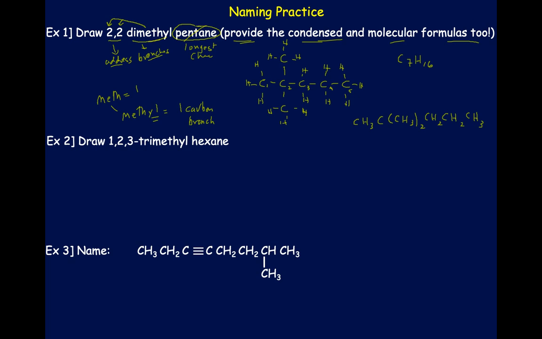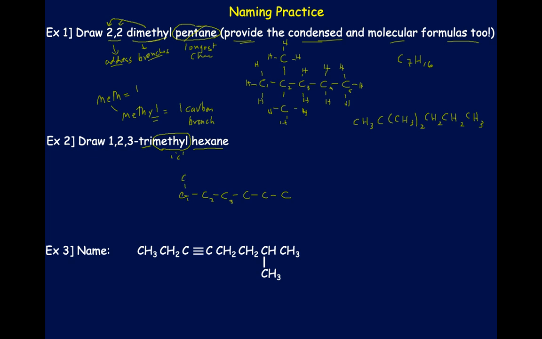All right, now in this one, trimethylhexane, now I have hexane. So that's my longest carbon chain. So I'm going to go 1, 2, 3, 4, 5, and 6. I have carbon 1, 2, and 3. And I have trimethyl. So I have 3 one carbon branches. It's a 1C, but there's 3 of them. And where are they? 1, 2, 3.